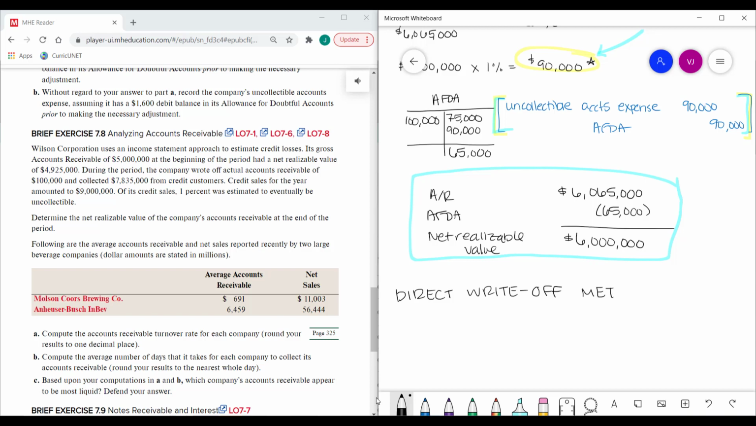The direct write-off method is only GAAP approved if the company has an immaterial amount of accounts receivable at any given time. So if the company isn't used to having a lot of accounts receivable and it's not material in amount, then the direct write-off method would work. But if it's in any way material, then they have to use one of the two methods we mentioned before. With this one, there is no allowance for doubtful accounts used.